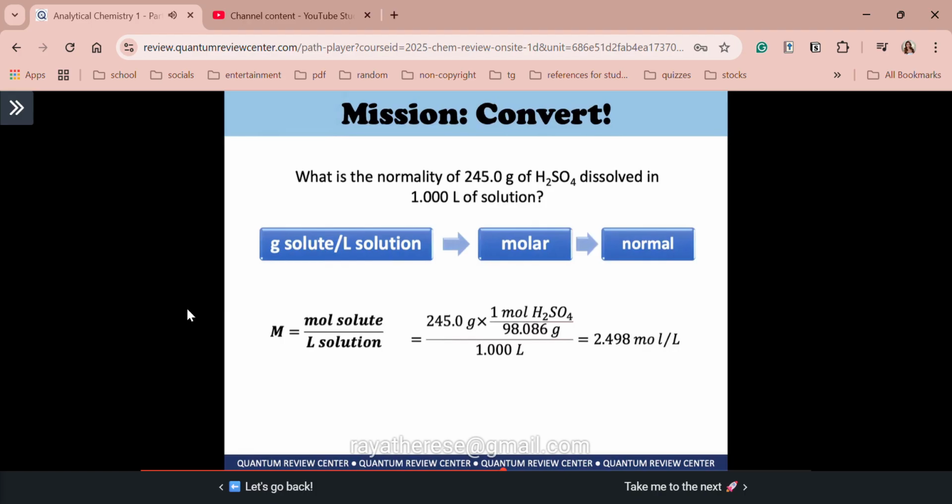So ito class, ang first step, convert natin ang gram solute per liter into molar. So class, huwag naman kalimutan na napakadali conversion ng mass to mole. Just divide by the molar mass. Sakto naman 1 liter lang siya, divide by 1 lang. So this is around 2.5 molar.